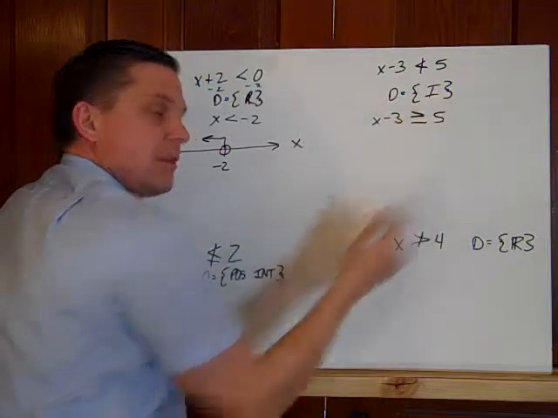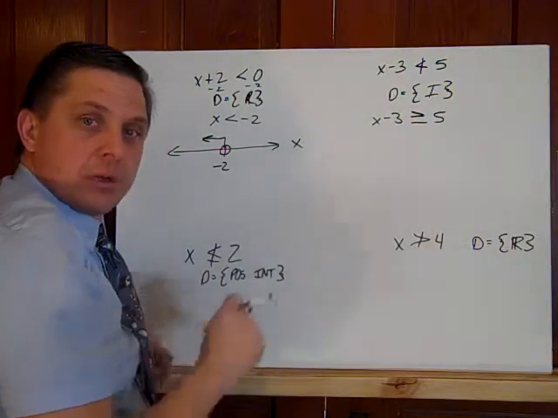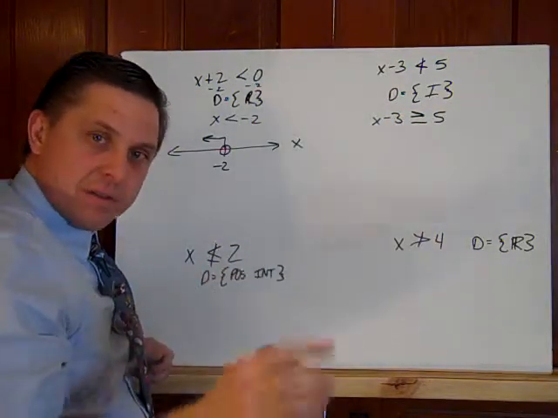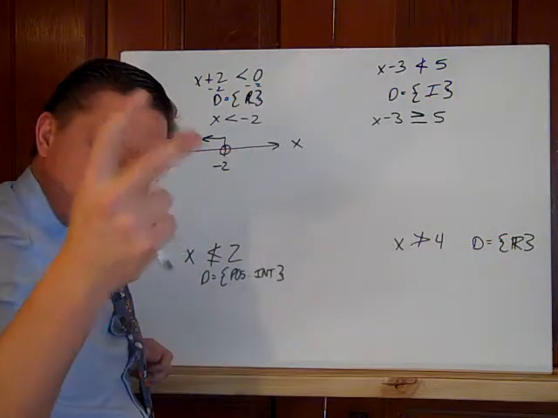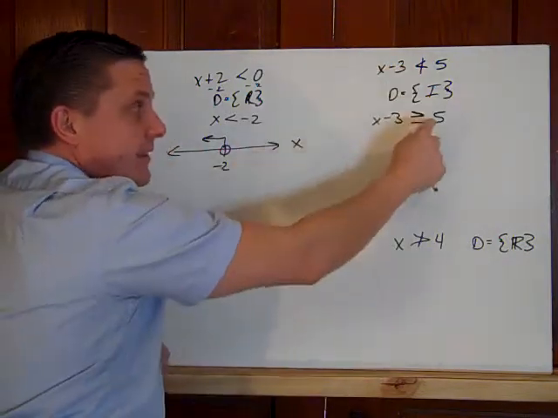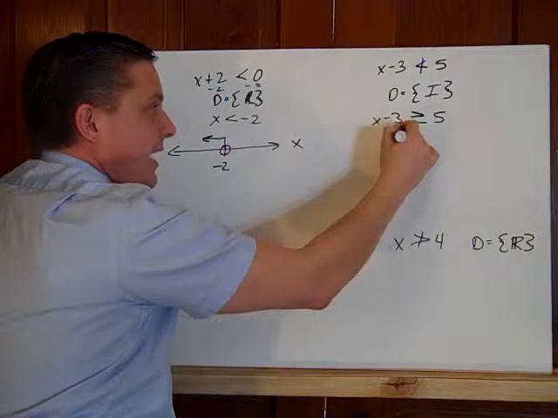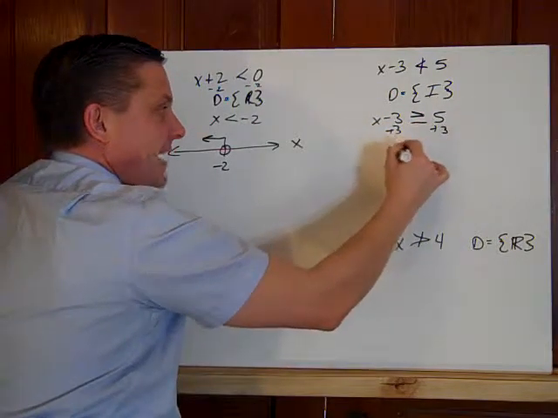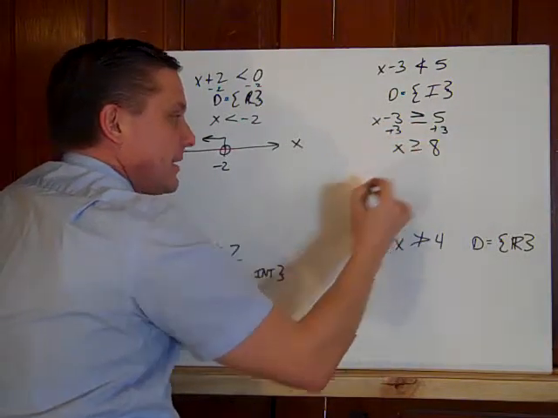The other two trichotomy signs. It's either greater, less, or equal. Those are only 3 choices. If it's not less, it's those 2. Again, we'll add 3, and I get x is greater than or equal to 8.